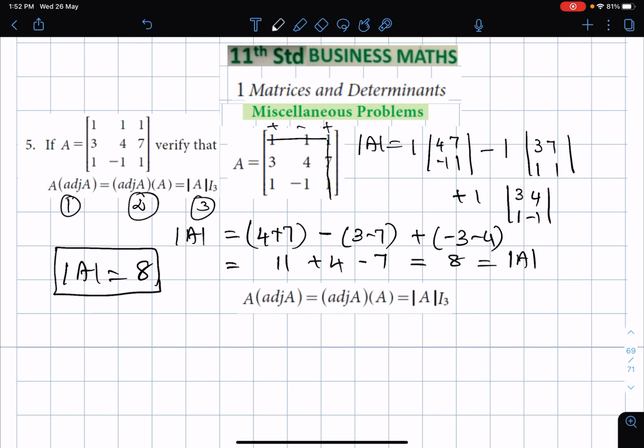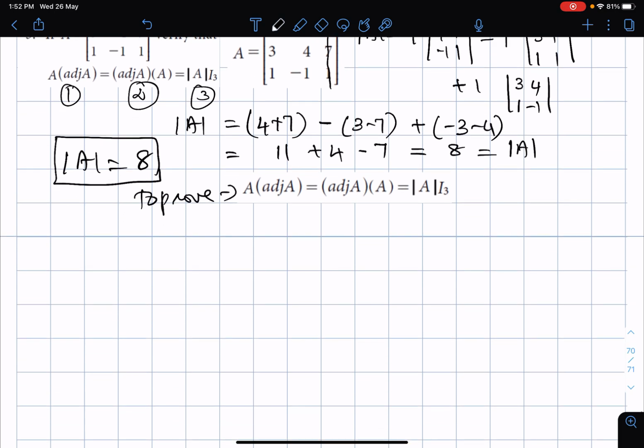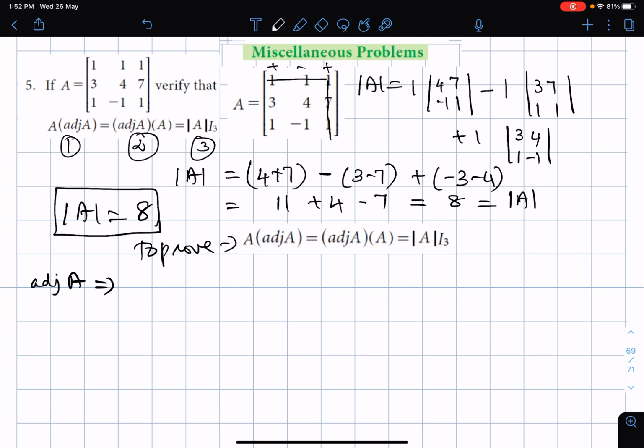Now we will go to what we have to prove: A into adjoint A and adjoint A into A and determinant A into I3. So now for this we have to find adjoint A. We have a shorter method for that. What we have to do? First we have to write our A as it is, 3, 4, 7, 1, minus 1, 1. Then repeat your first two columns, 1, 4, minus 1. Now repeat your first two rows.